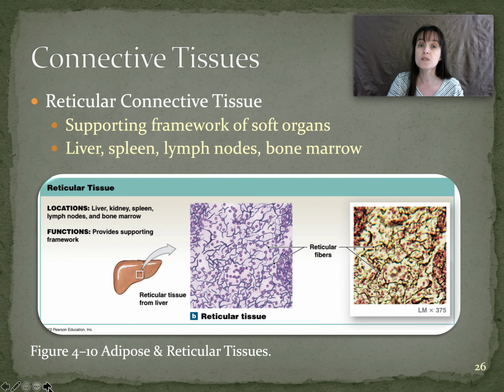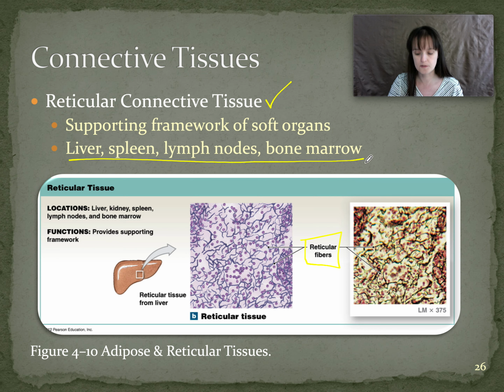Okay, this one was not a lab term, so no cutesy quizzes, just telling you this is reticular connective tissue. It's a supporting framework of soft organs. It has reticular fibers in them, as you can see. And it's found in liver, spleen, lymph nodes, bone marrow, around the blood vessels, things like that.